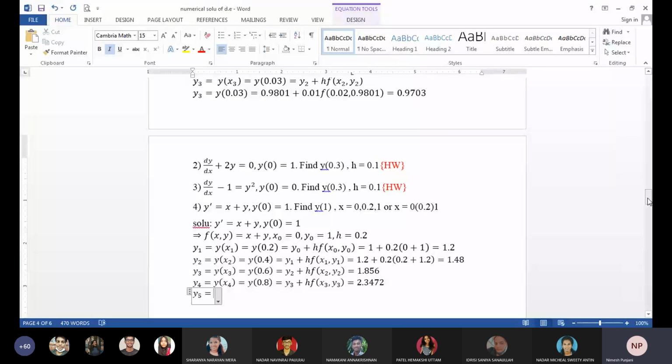Okay, fine. Next is y5, that is y of x5. What will be my y of x5? 1. तो इसका फॉर्मूला होगा y4 plus h into f of x4, y4. Okay, y4 plus h into f of x4, y4. So tell me what answer you get for this.